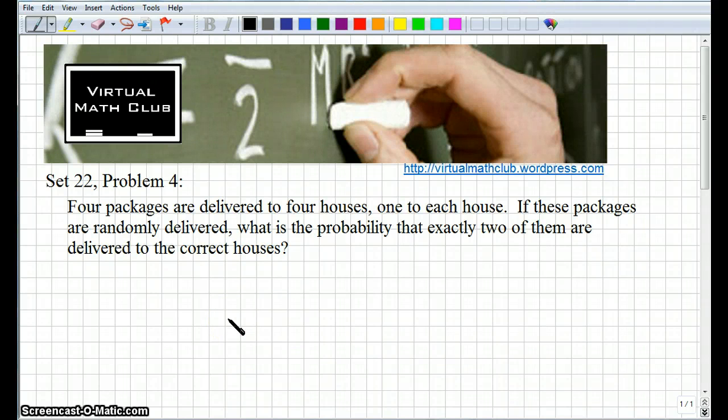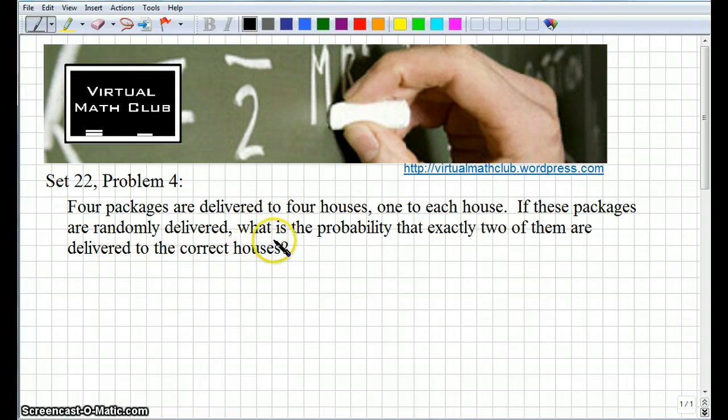In problem number 4, we have 4 packages and 4 houses. I guess we're assuming that each of these packages is supposed to be delivered to one of these 4 houses, but they're actually delivered randomly. The poor UPS driver must have had a long day, and he's not paying attention anymore, and he delivers these last 4 packages to 4 houses, and he just sort of delivered them randomly apparently.